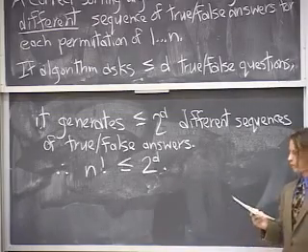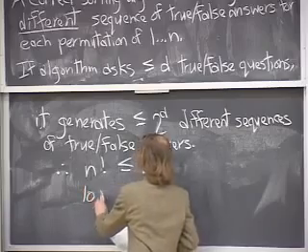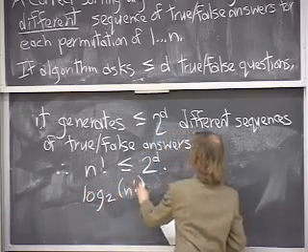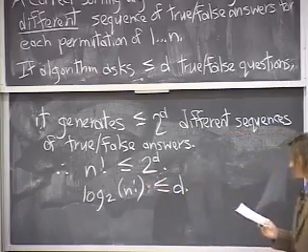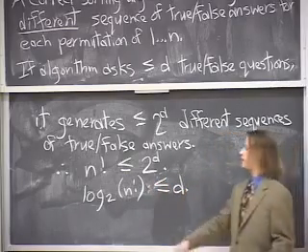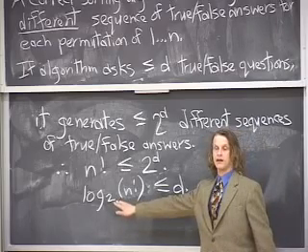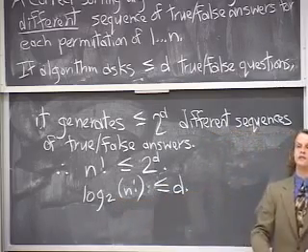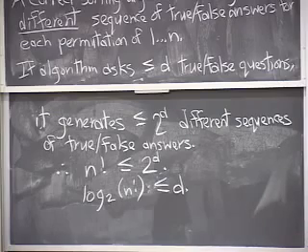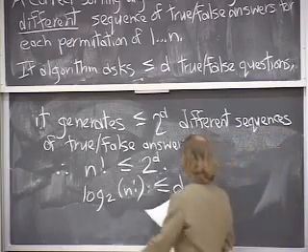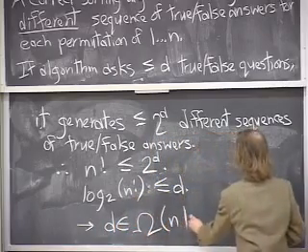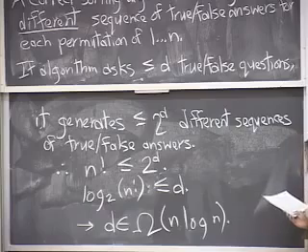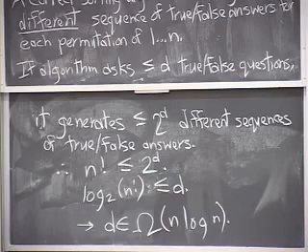Now let's take the logarithm of both sides. The log base 2 of n factorial is less than or equal to d, is what this says. And we know that this thing is in big theta of n log n, so d has to be at least in big theta of n log n, or bigger. In other words, d is in big omega of n log n. Any questions about that?